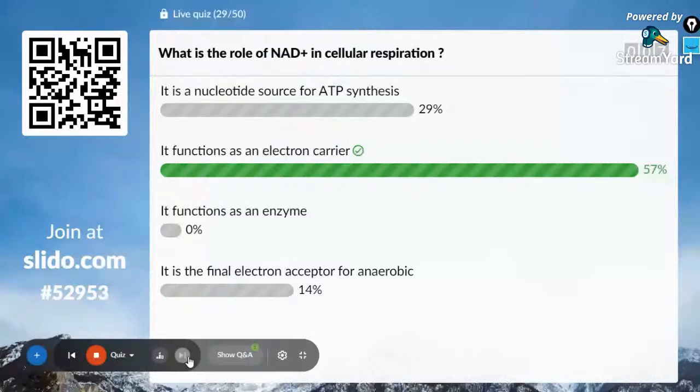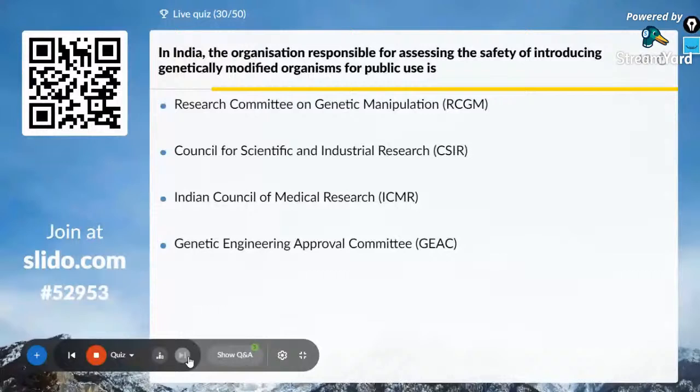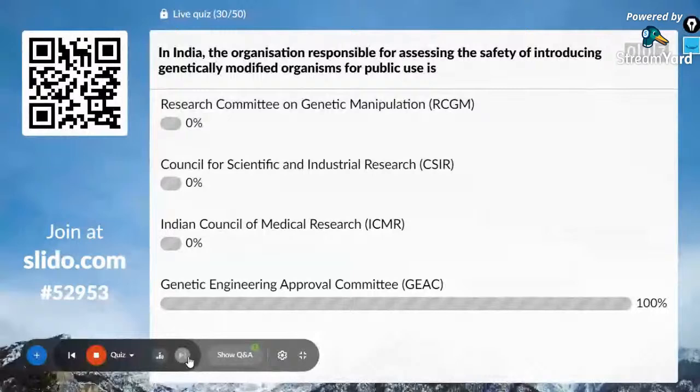2018 NEET paper question. In India, the organization responsible for assessing the safety of introducing genetically modified organisms for public use is... RCGM, CSIR, ICMR, GEAC. Yes, it is GEAC, Genetic Engineering Approval Committee. Perfect. 31st question on the screen.